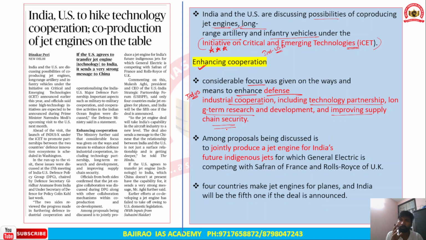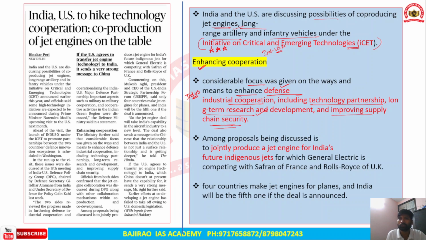So countries like India and USA have been particularly focusing on supply chain resilience and supply chain reliability. These countries don't want to depend on very few countries to achieve supply chain resilience because of the tense geopolitical situations. Therefore, the key focus areas of India and US include defense and industrial cooperation, and that includes technology partnership, long-term research and development, and improving the supply chain security.